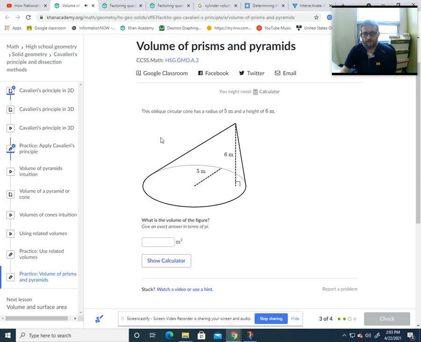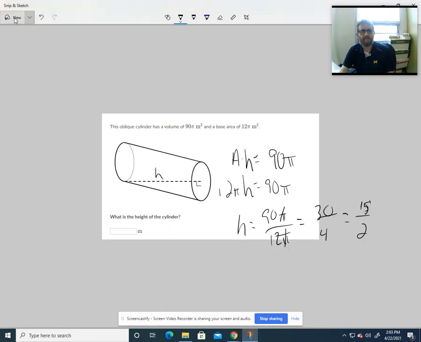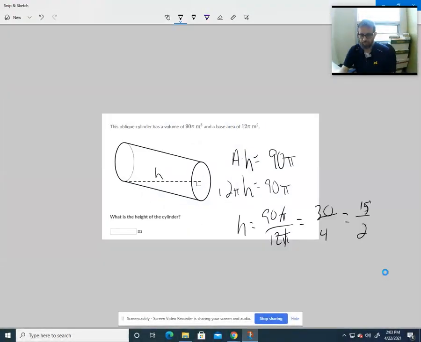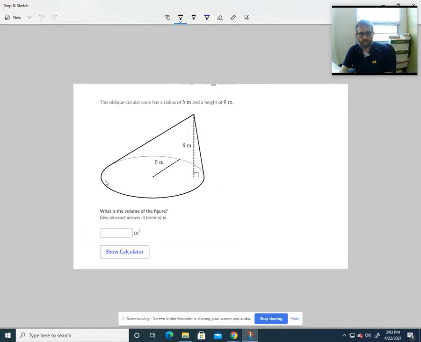Here we go again. This is an oblique circular cone. It has a radius of 5 and a height of 6, and it wants to know the volume. Okay, well, the way we do this is we pretend that we have a cylinder. So what we really do is we pretend, okay, this whole cylinder is here. A cylinder of the exact same height. Pardon my picture, but everything's about the same.